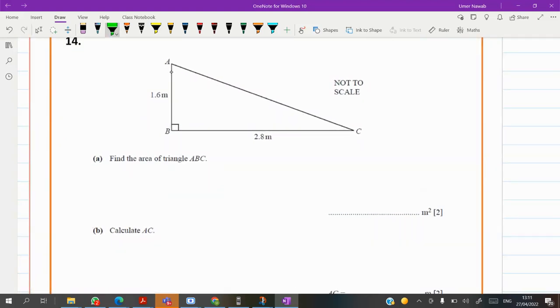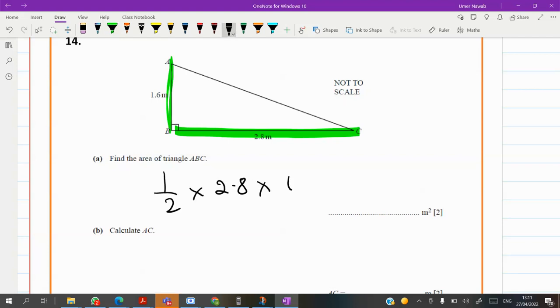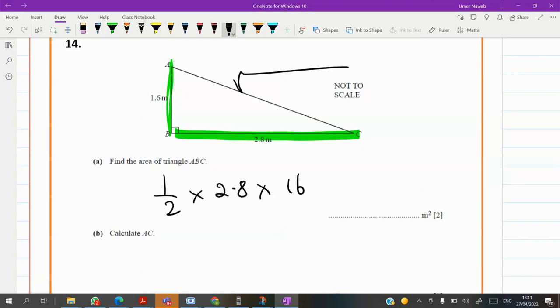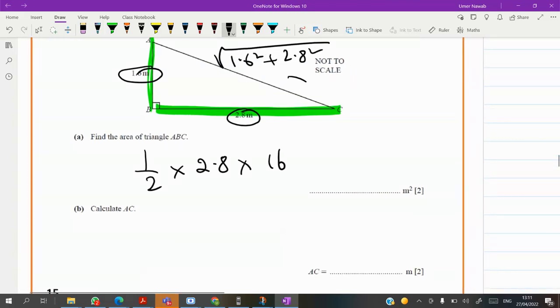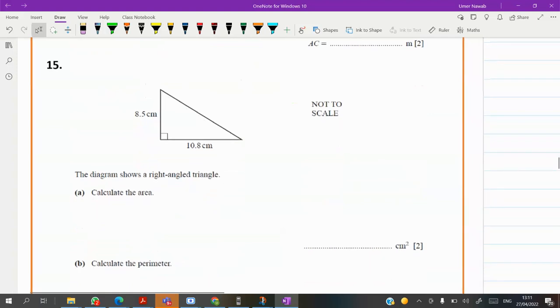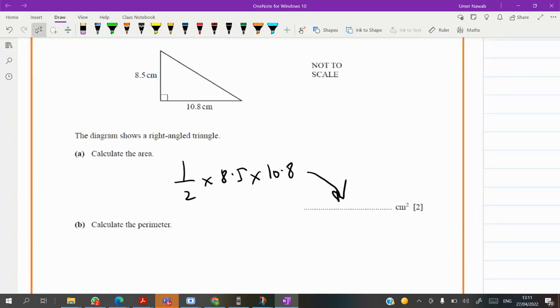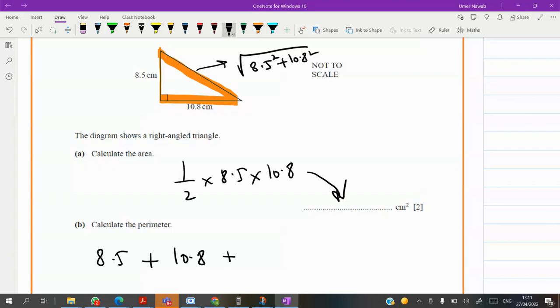Area of a triangle, very easy. This is the height and this is the base. So half times base times height. For AC, we will use Pythagoras' theorem. So 1.6 squared plus 2.8 squared will give you AC. Now to find the area, half times 8.5 times 10.8. For the perimeter of this shape, the hypotenuse is the square root of 8.5 squared plus 10.8 squared. Then the perimeter is the sum of all the sides making this triangle. So 8.5 plus 10.8 plus the square root of 8.5 squared plus 10.8 squared.